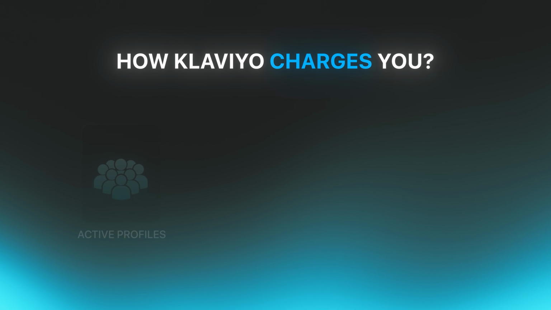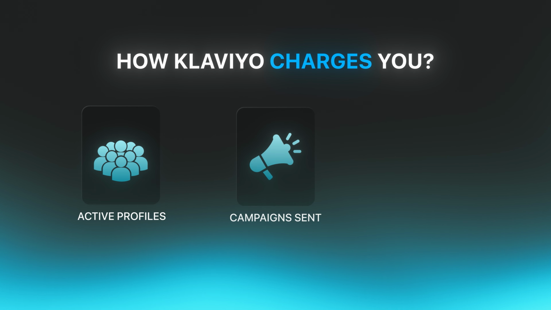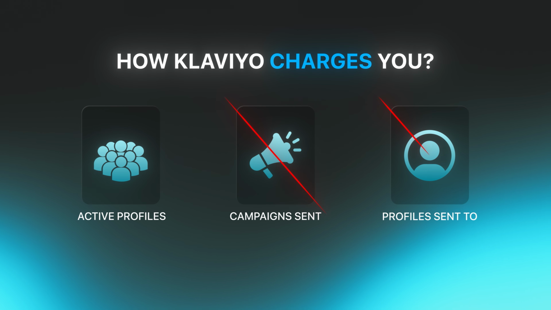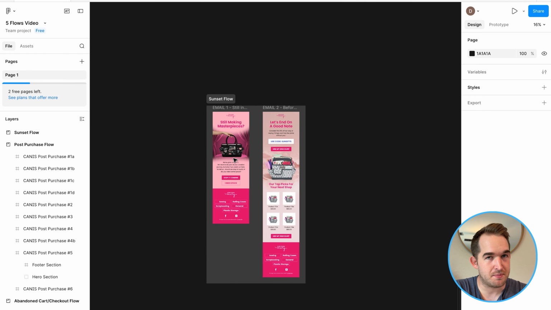Klaviyo charges you based on how many active profiles you have in your account. Not how many campaigns you send or how many profiles you send to, but how many active profiles you have. So if you've got 10,000 people who haven't opened or clicked or engaged with your emails in the last 6 months, but you're still paying for them, that's a waste of money. And it's kind of hard to manually go through and see how many people are doing this. So the sunset flow finds these people, gives them an opportunity to stay subscribed. And if they don't take that opportunity, it will help us automate suppressing them. So they come off your billable lists, your costs go down, your deliverability goes up, and your engagement rates go up as well.